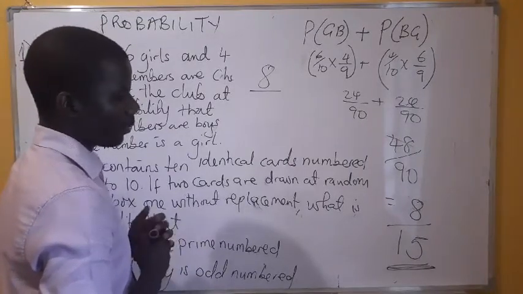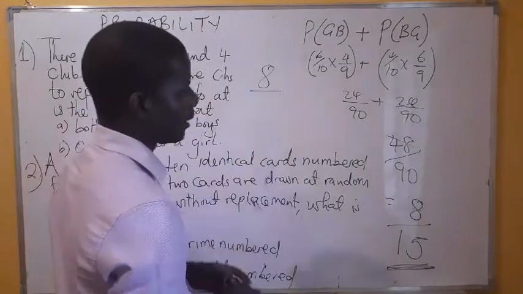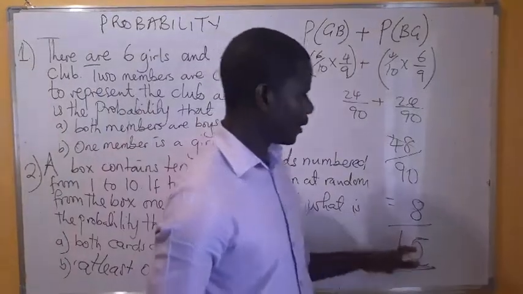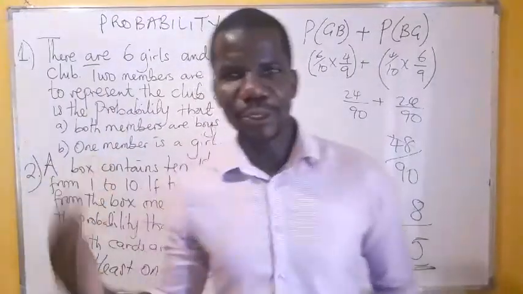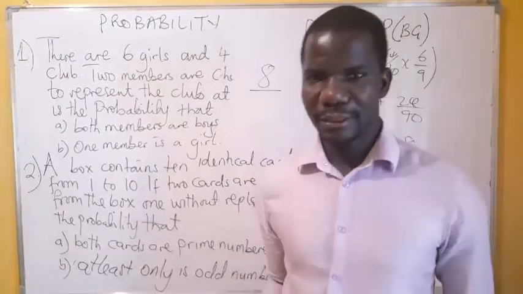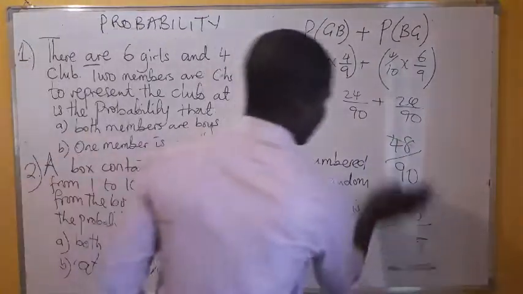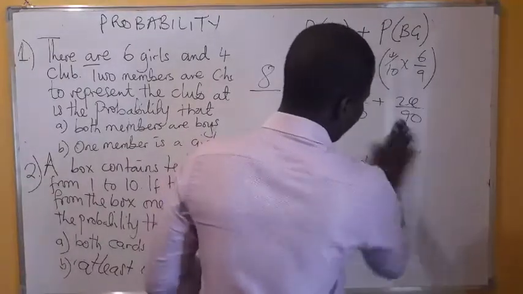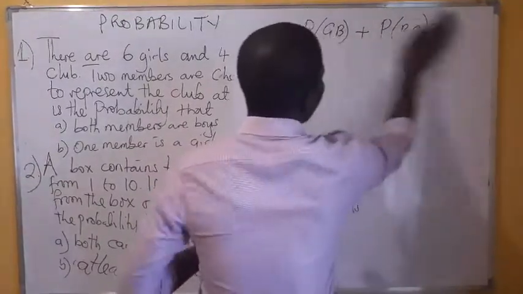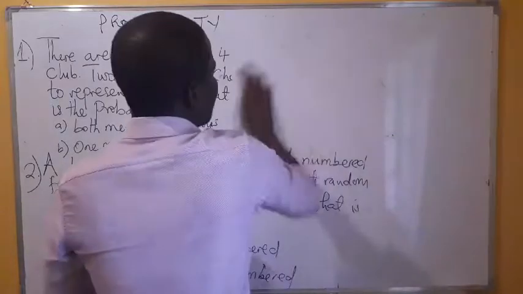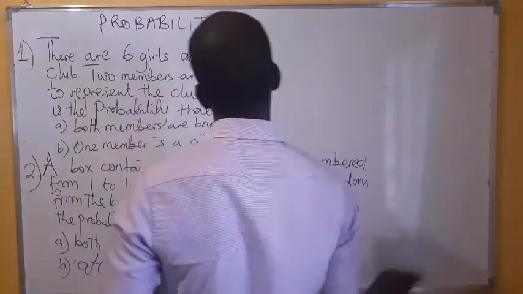The other one we got what? You remember what we got on the other one? It was 2 over 15. So this is what we are going to get. Now let us look at the same question using a tree diagram, and you are going to see which one is easier for you. Okay?